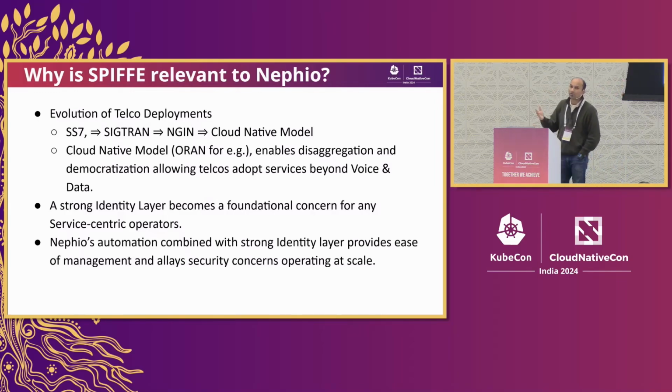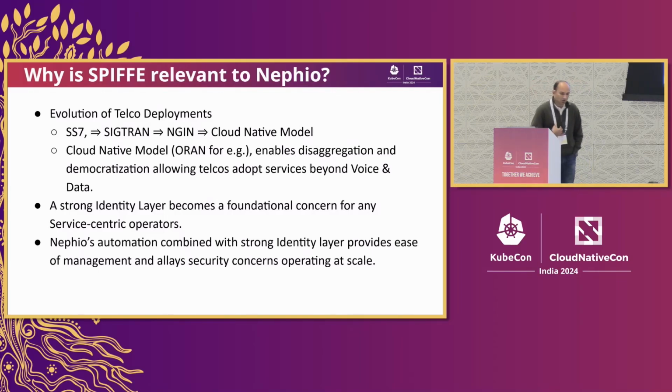There are other operators following suit, and I know it would be very difficult to compete with these operators because of the agility that they'll bring in. Very soon, everyone else will have to emulate this model, because otherwise they won't be able to compete. That is the reason why a strong identity layer becomes a foundational concern for any service-centric operator. You have a bunch of workloads, a bunch of services that are offered on top of these networks, and you need to have a strong identity layer.